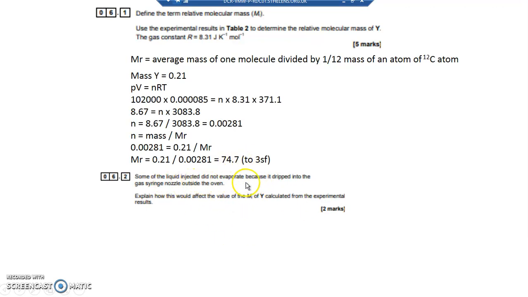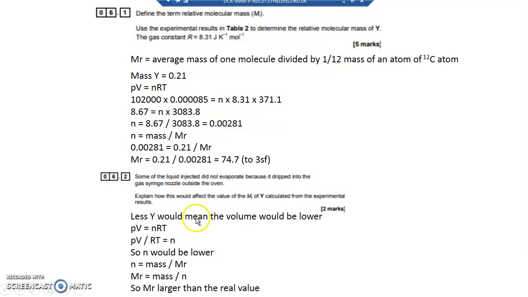Some of the liquid injected didn't evaporate because it dripped into the gas syringe outside the oven. Explain how this is going to affect MR. Well, less Y means that the volume is going to be lower because you've got less injected into the syringe. PV equals nRT. So I could rearrange that, so PV divided by RT is n, the number of moles. So if the volume is lower on this side, V is lower, then n is going to be a lower value.